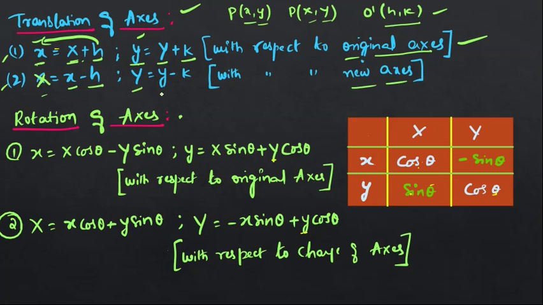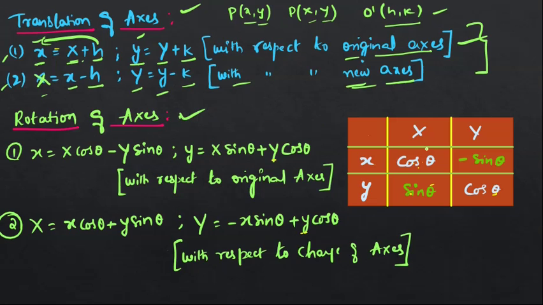Similarly, what is capital Y? Small y minus k. So this capital X and capital Y are the points with respect to the new axis, right? So these are the two important formulas we must remember for translation of axis. Now we'll see two formulas for rotation of axis.